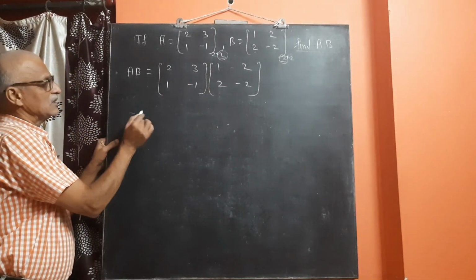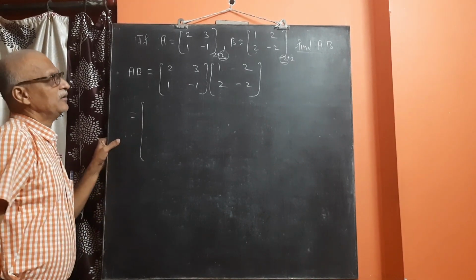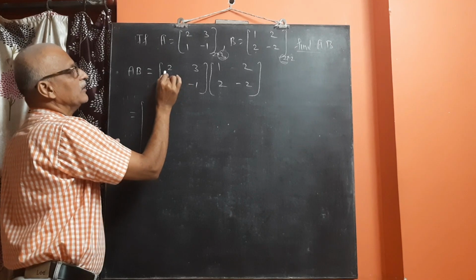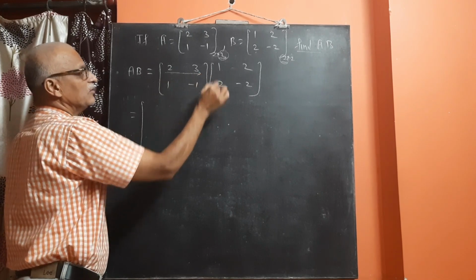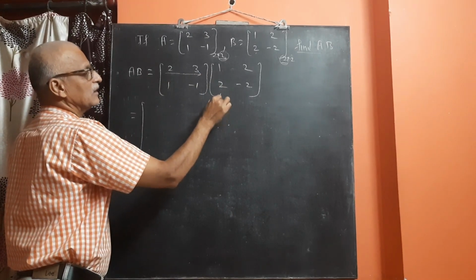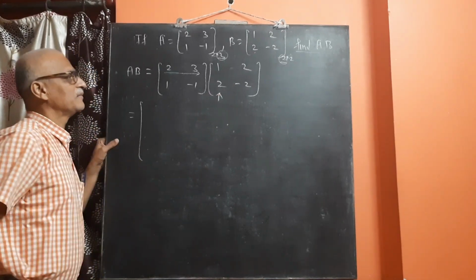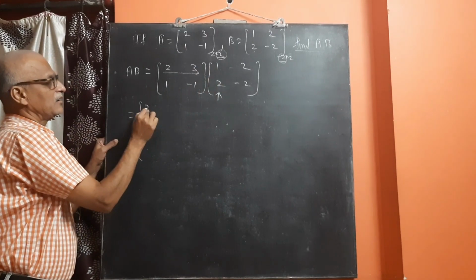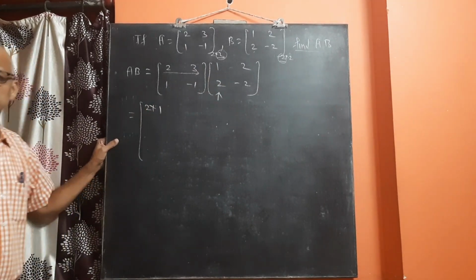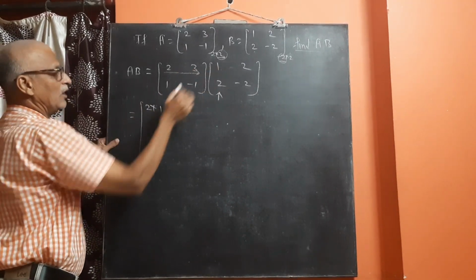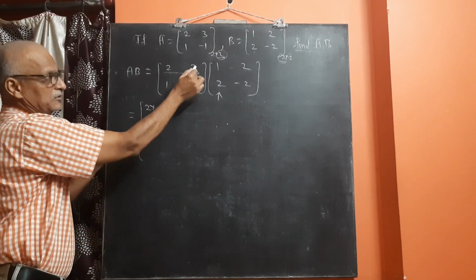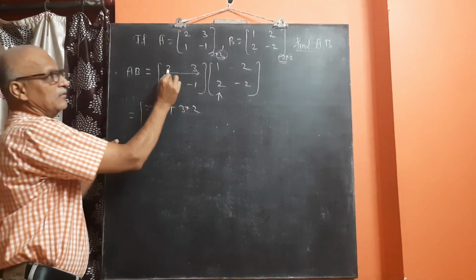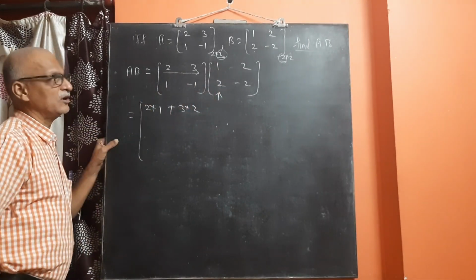So it is equal to this row of first, I mark it. You have to multiply this row with the first column, this one. What will come: 2 into 1. Since this is the first problem, I write it completely: 2 into 1 plus 3 into 2. That is the first row into first column.